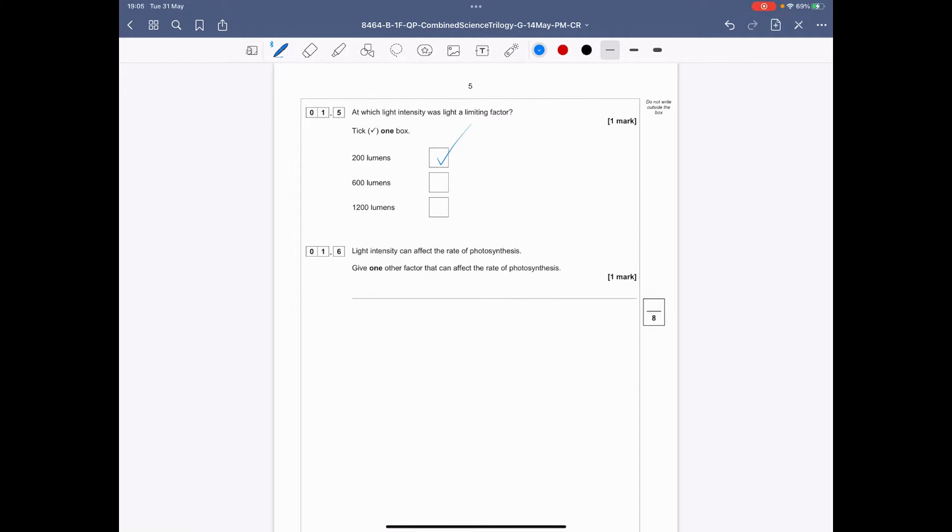So light intensity can affect the rate of photosynthesis. Give one other factor that can affect the rate. So you've really just got to think about what else do plants need? Well, think back to your photosynthesis equation. CO2 plus water makes glucose, C6H12O6, and oxygen. What else do plants need then? Well, they also, remember, they need the light energy and they need chlorophyll.